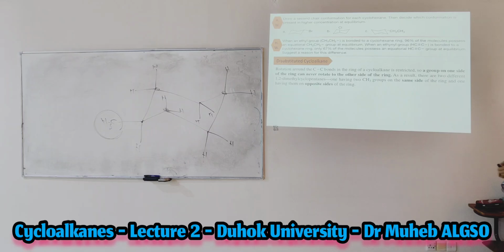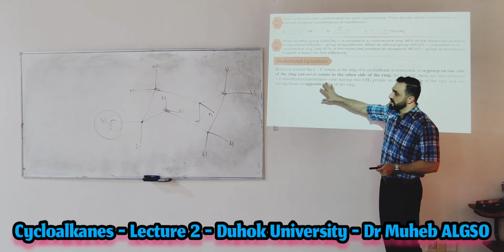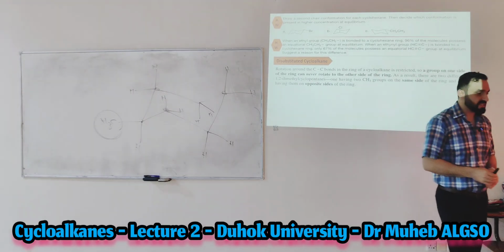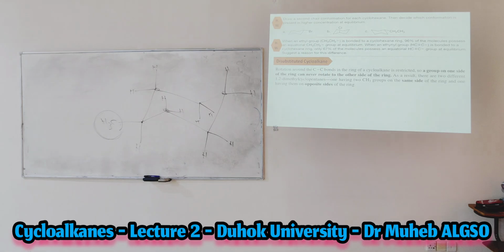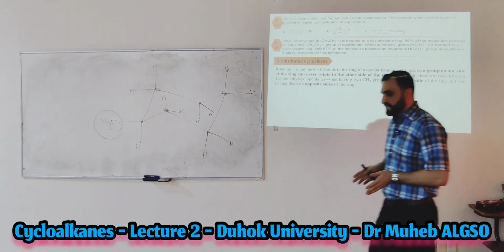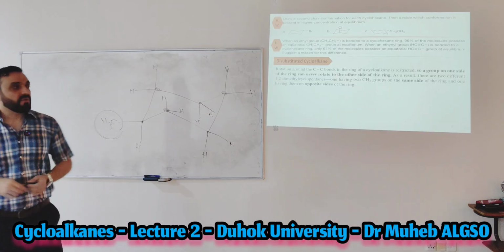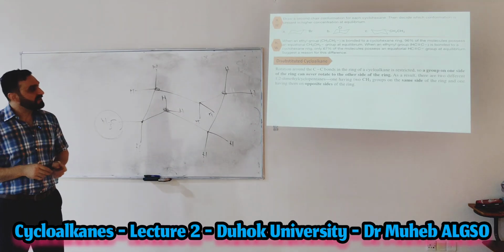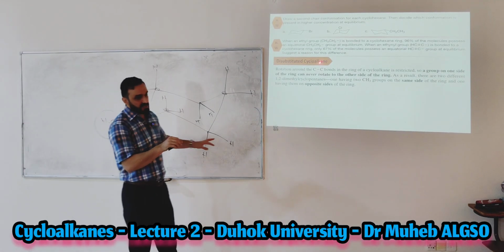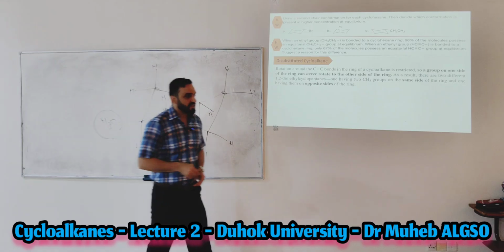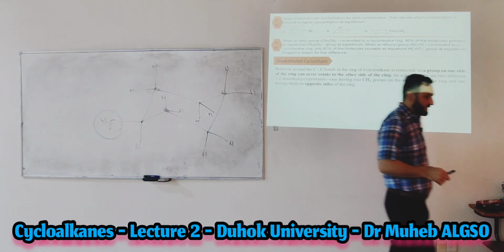Now, di-substituted cycloalkane. Now we have finished cyclohexane with a monosubstituent. Okay, now what happens if you have di-substituted cyclohexane? So just the idea here.